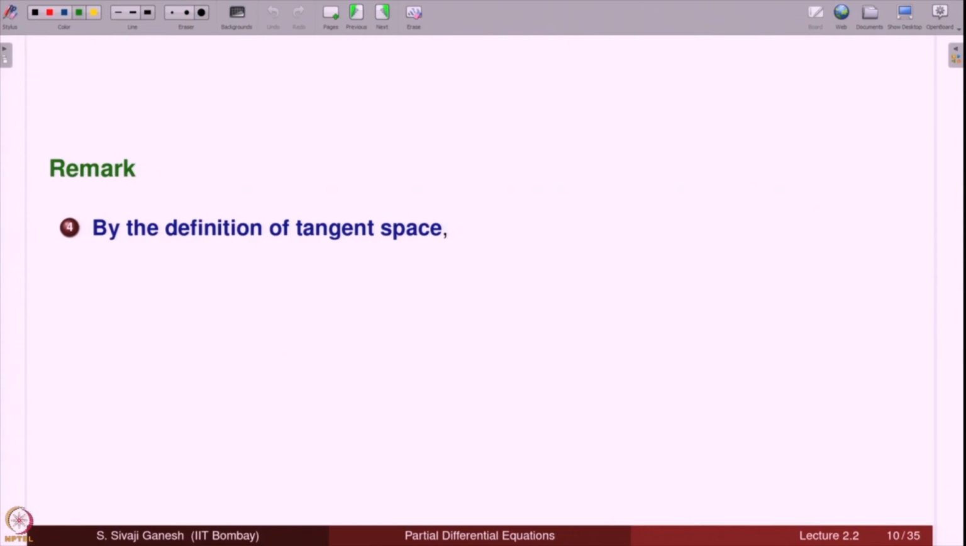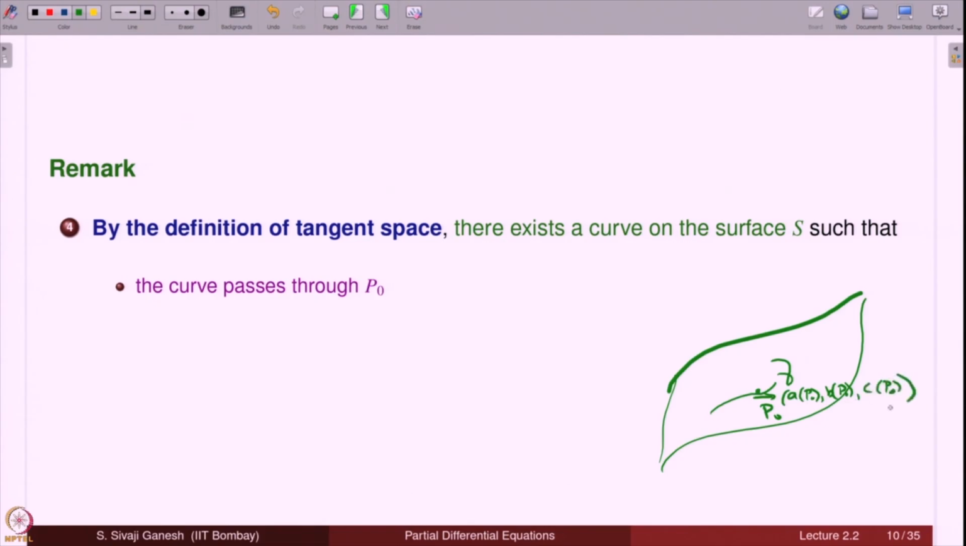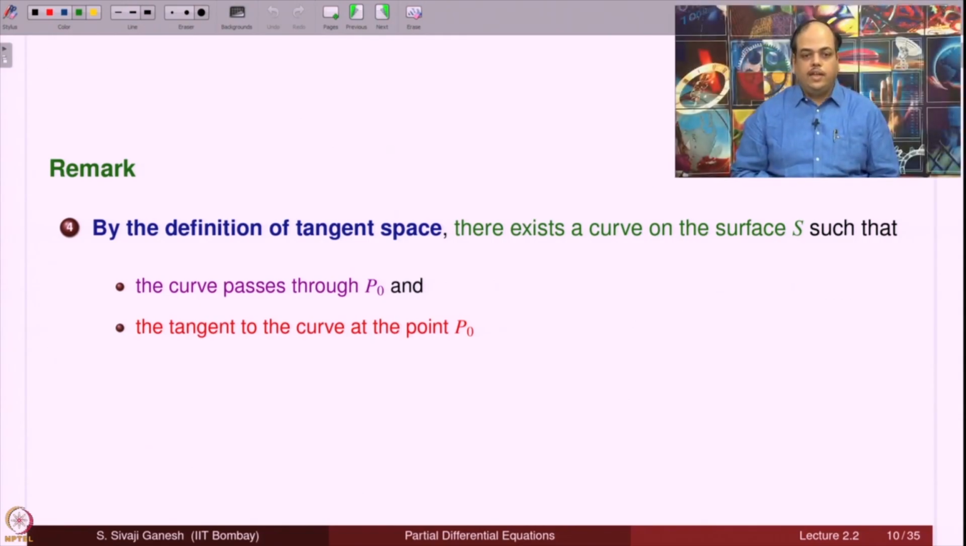So, by definition of tangent space, there is a curve on the surface with what property? Imagine this is a surface. This is a point P0, and through this you have a curve gamma passing through that point, and at this point the tangent vector is A of P0, B of P0, C of P0. That is the meaning of somebody being a direction in the tangent space. So the tangent to the curve at the point P0 is in the direction of A P0, B P0, C P0.